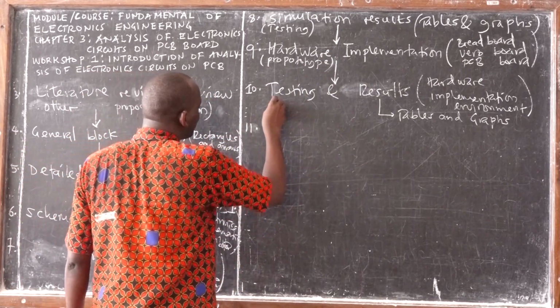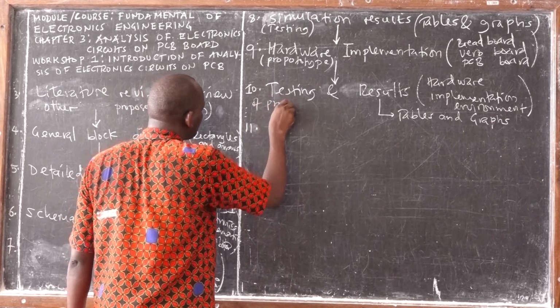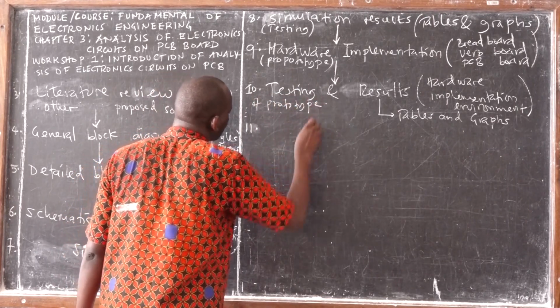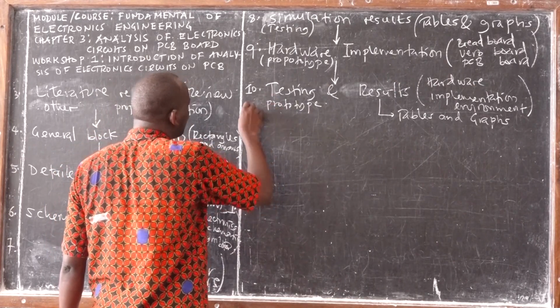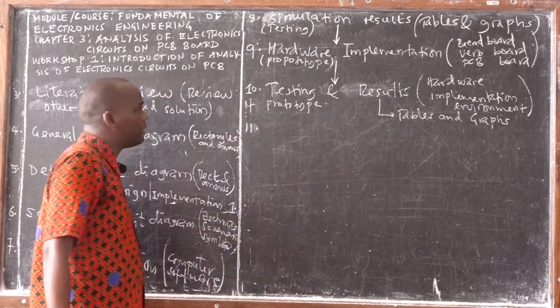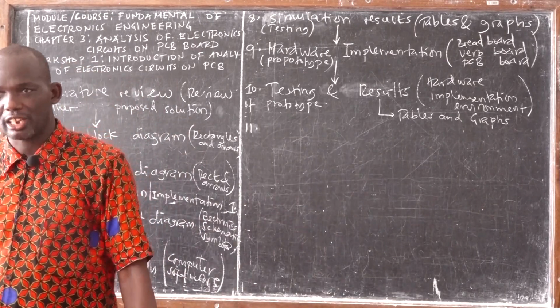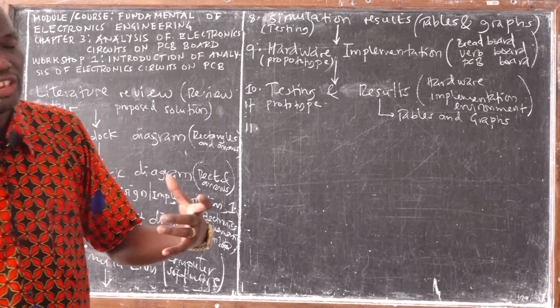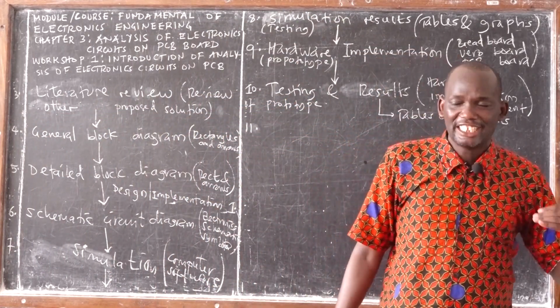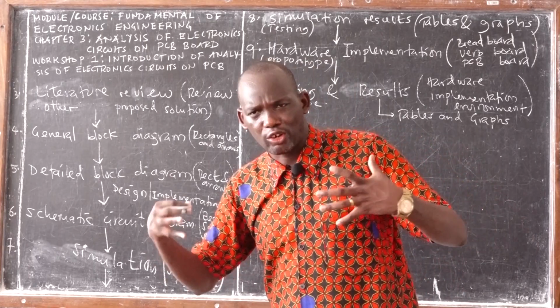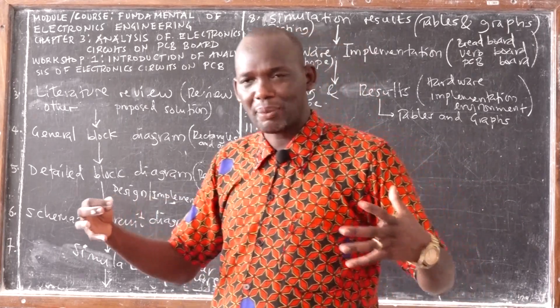And also when you say testing of what? Of prototype. So when you say prototype, we mean testing of prototype. So here, hardware implementation or prototype implementation. That's the meaning, right? What is the difference? In engineering, we have prototype and we have final product. Say prototype and final product.